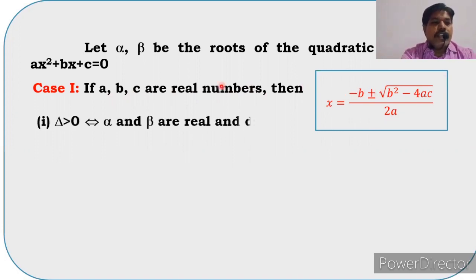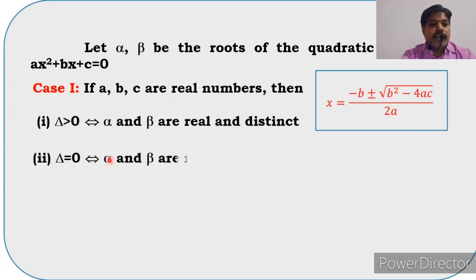So the first one: if delta is greater than 0, if and only if alpha and beta are real and distinct. What is the meaning? Observe here, if the under root value is a positive value, what happens? If we take the plus 1 and the minus, you will get two real roots and both are distinct.